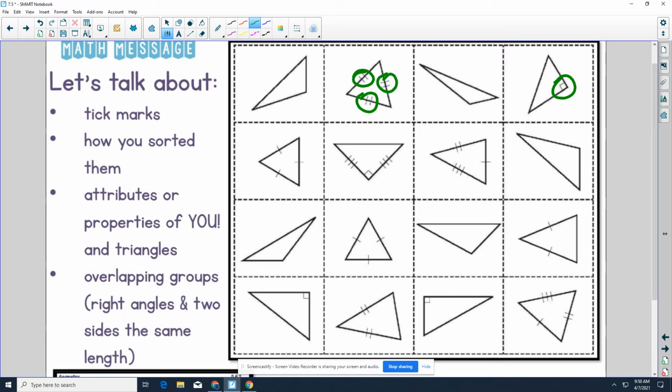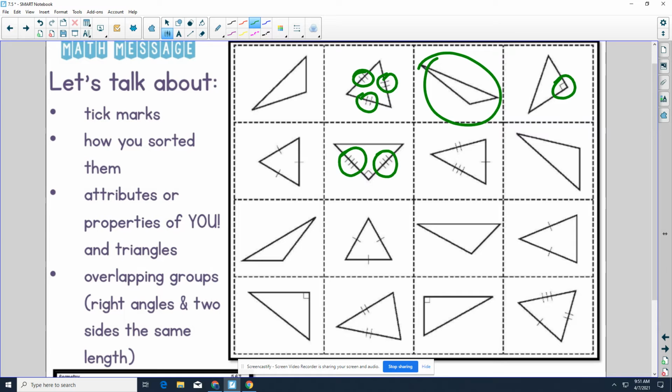And so let's look at this one here. I have 3 tick marks, 3 tick marks. So those two sides are the same, but this one would be different. That would be called an isosceles. On this one, it has no tick marks because each side is different. That would be called a scalene. So you could sort them a lot of different ways, but that's what those tick marks mean.